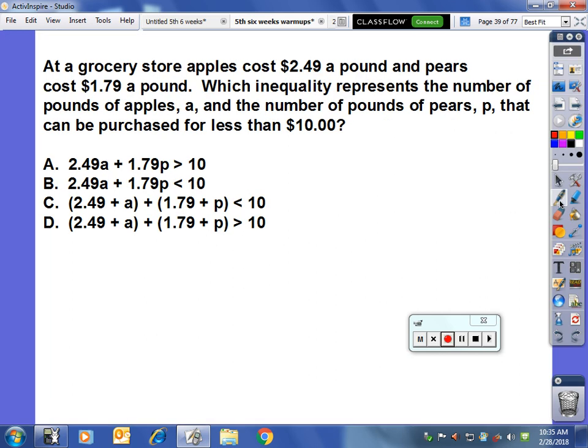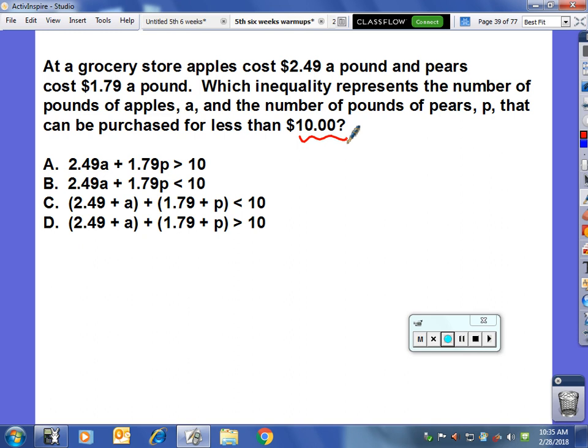So how much do we have to spend? We have $10, so our purchase better be less than $10. Which one's showing the purchase correctly? Less than $10. This one. You got to multiply the cost per pound. These aren't correct because they're adding. This one's not right because if you only have $10, you can't have your purchase be more than $10. It had to be B.